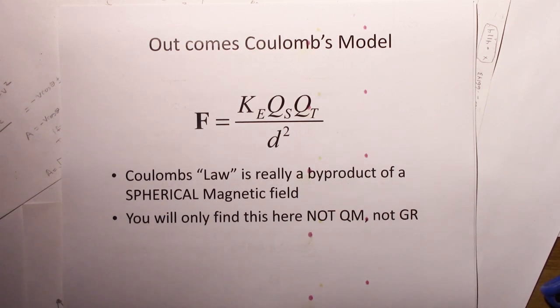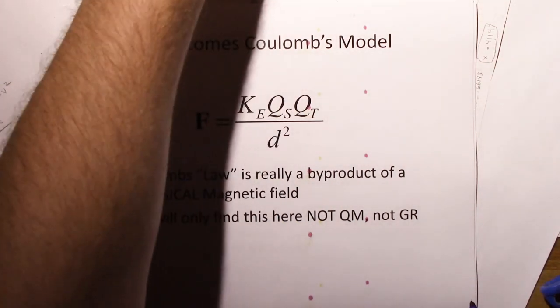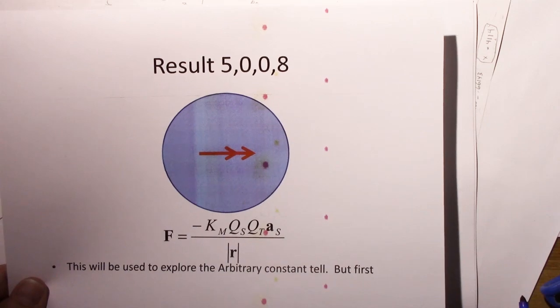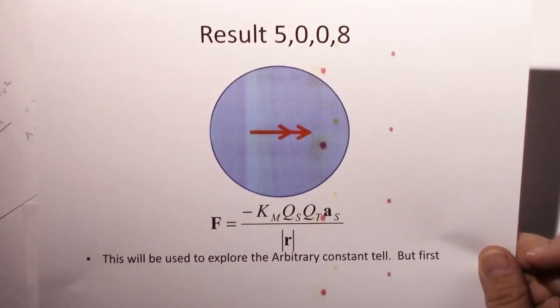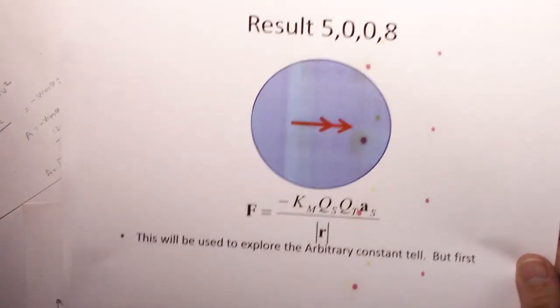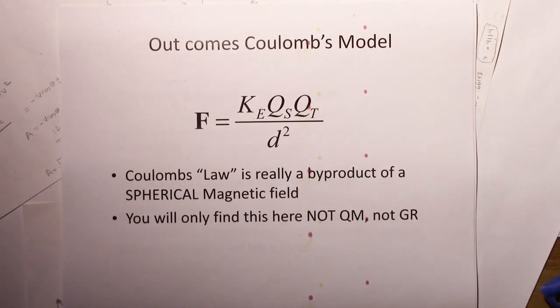So Coulomb's law, which is bullshit, it's not a law. It's really a byproduct of a spherical magnetic field and the behavior of a second order system of pretons. And you will not find this anywhere else in the world, only here. Not in quantum mechanics, not in general relativity, not in Ken Wheeler's site, not in the electric universe. I am the first one that derived the Neuman induction model 20 years ago. It's on file at the patent office, and I have lots of documentation, and it's also been copyrighted in lots of other places. And now, first ever, the derivation of the electric field as a magnetic field phenomenon.